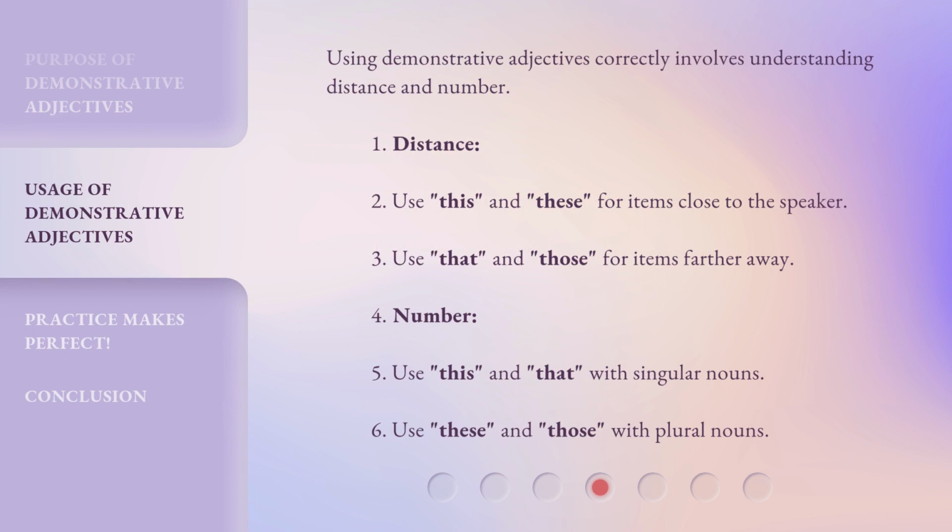Using demonstrative adjectives correctly involves understanding distance and number. 1. Distance. 2. Use this and these for items close to the speaker. 3. Use that and those for items farther away. 4. Number. 5. Use this and that with singular nouns. 6. Use these and those with plural nouns.